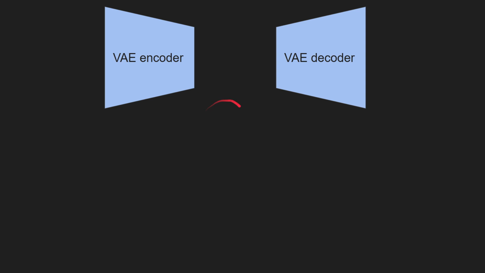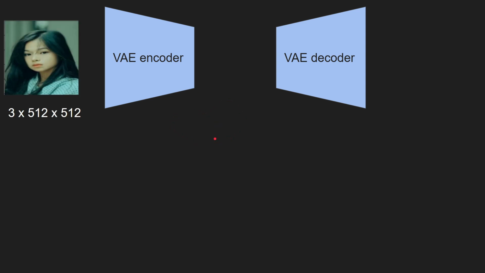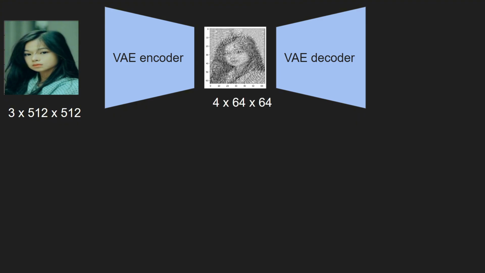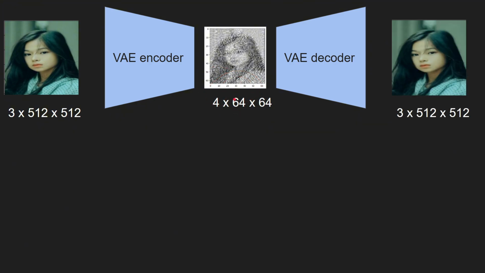So how does this diffusion work? We take a high resolution image, let's say an RGB image with 512 cross 512, pass it through the encoder of the VAE to get a latent vector, which is of shape 4 cross 64 cross 64. And we do the diffusion on this latent space and then decode the latent vector back to the original resolution.